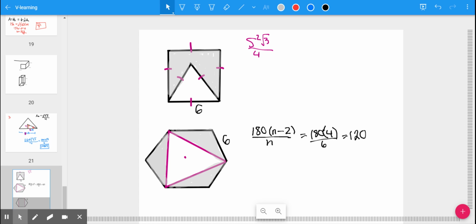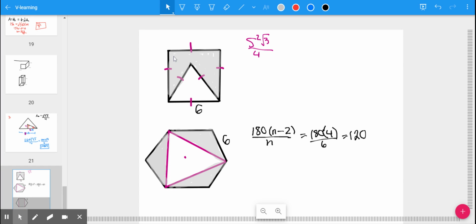Hi guys, this is number 17 on 11.5 homework. There are 3 parts, so I'm going to do all 3 of them on here. I use gray to highlight the shaded area so that you are able to see it, but still see my work. So the first problem is a square, and inside of it is an equilateral triangle.